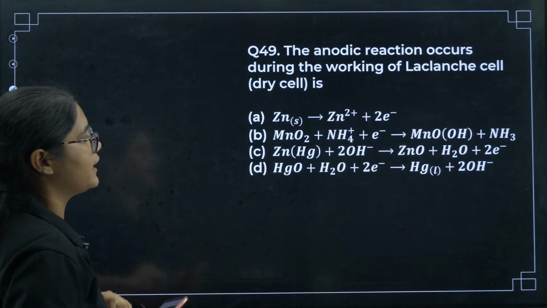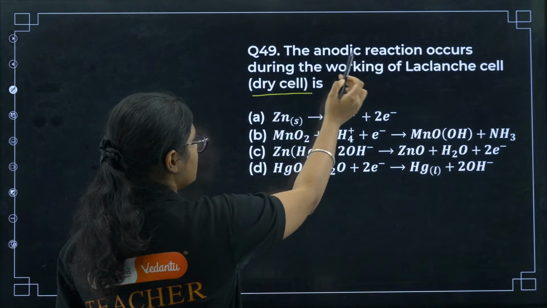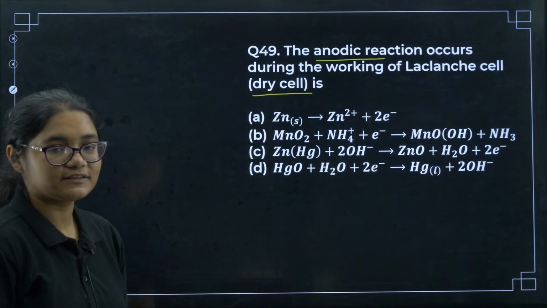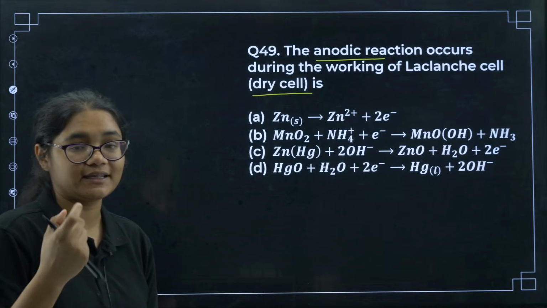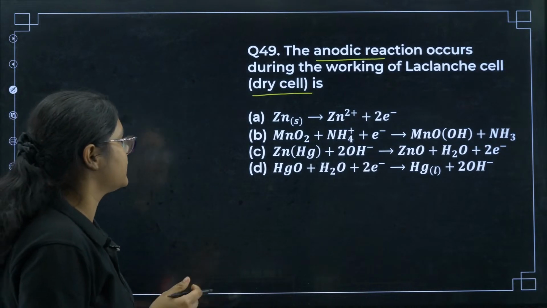Next, question number 49. The anodic reaction that occurs during the dry cell. What anode reaction happens during the dry cell? Just now I had shown you the dry cell, right? Zinc is the anode there, so zinc will undergo oxidation. Which reaction will take place there?